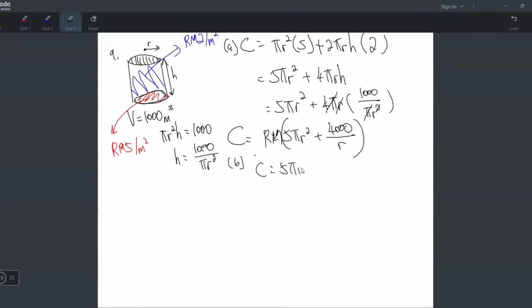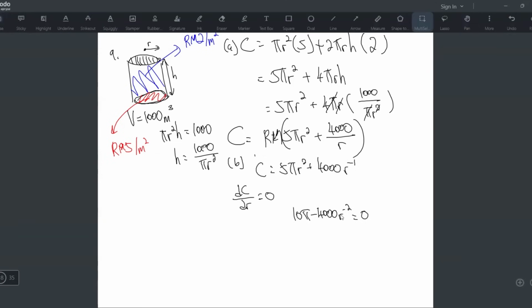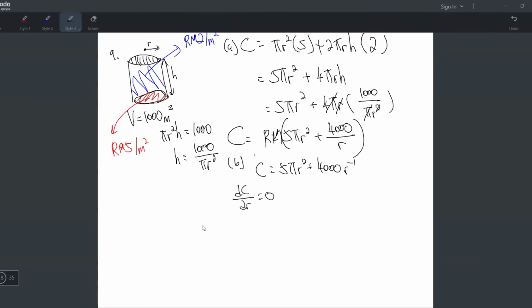So C equals to 5 pi r square plus 4000 r power minus 1. Now only I do the dc dr equals 0. The 0 I just write here first and then differentiate. When you differentiate, you have to take the power, multiply in front, and then power minus 1. So 2 times 5 is 10 pi, and then negative 1 times 4000 is negative 4000, power minus 1 is r power negative 2. Okay, 10 pi r minus 4000 r power negative 2 equals 0. This power negative 2, you can put at the bottom, it becomes power positive. So it becomes negative 4000 over r square equals 0.